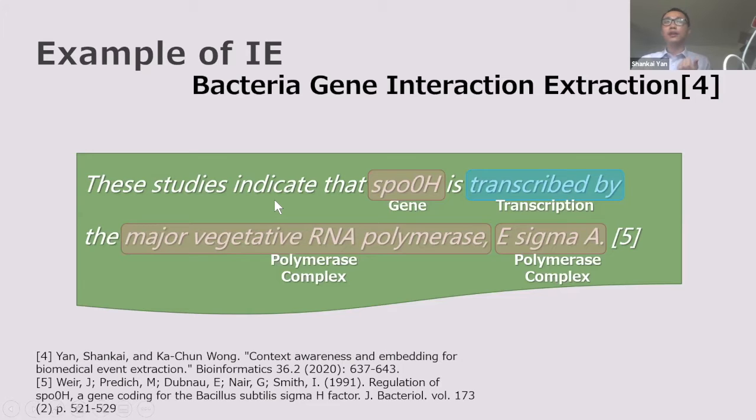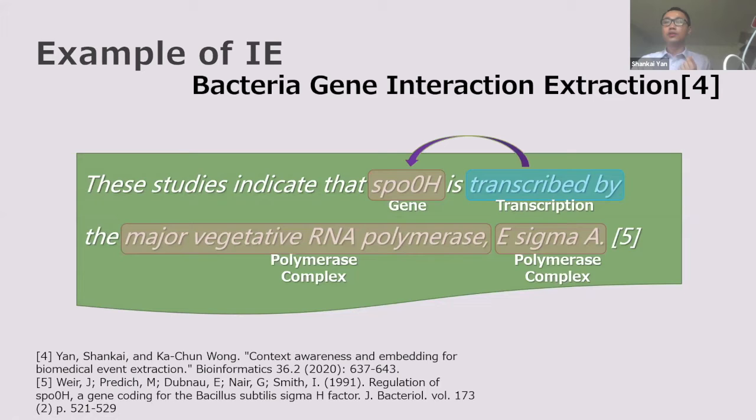Here is another example, for information extraction, which I mentioned previously, about relationship extraction from text. This example is a work that was published last year. The reference here is about how we use a deep learning model to extract biomedical events from the text. The biomedical events here represent the relationships between the entities from the text. For example, these sentences are about bacterial gene interaction extraction.